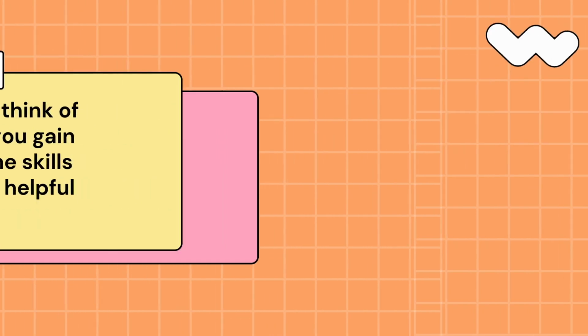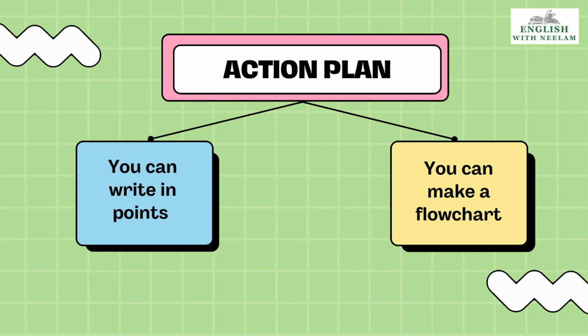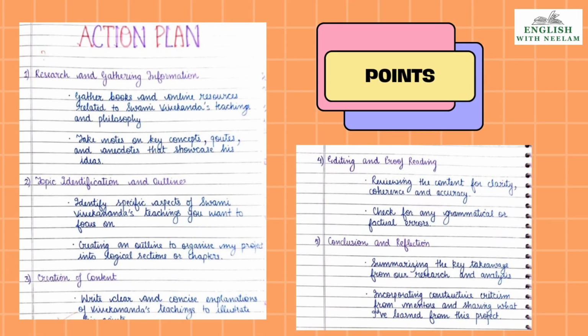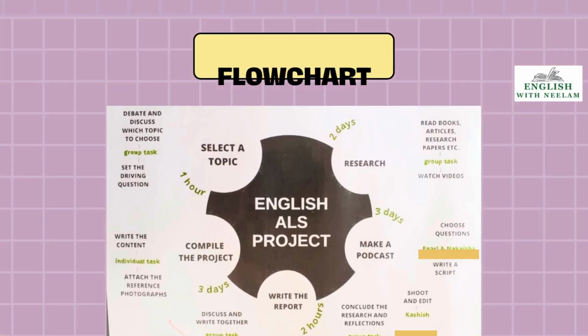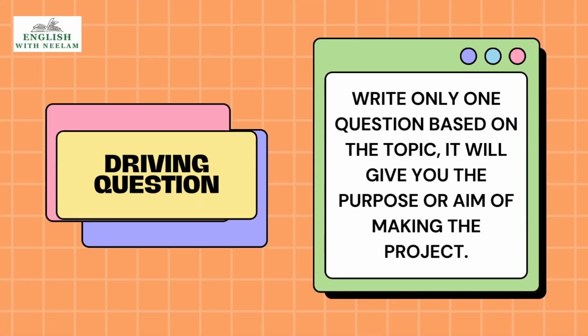After this comes our action plan. Write the steps one by one. You can write in points or you can make a flow chart or you can use any other design that you like. Coming up next is the most important thing, and that is the driving question.